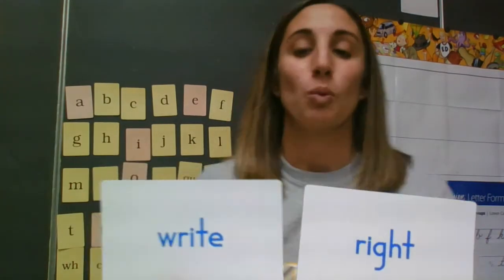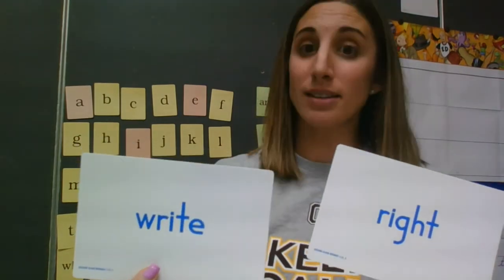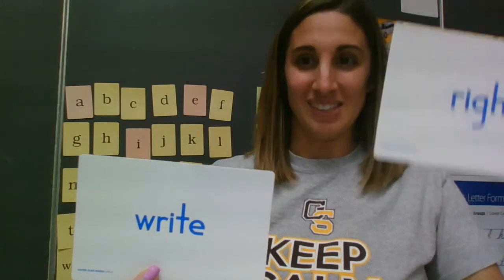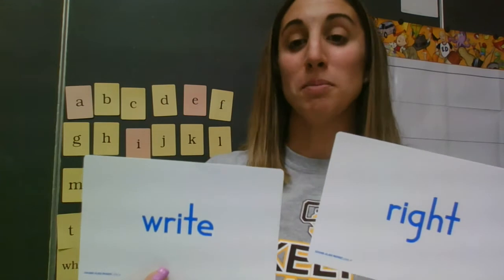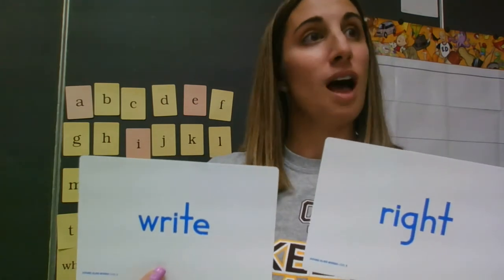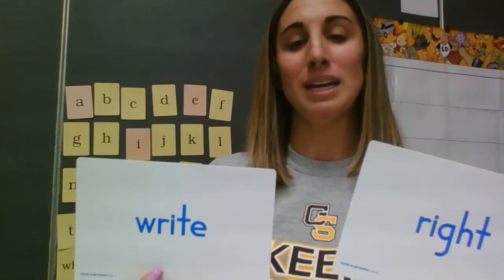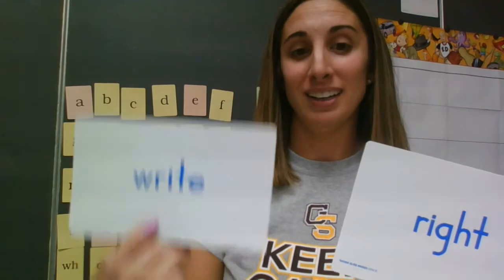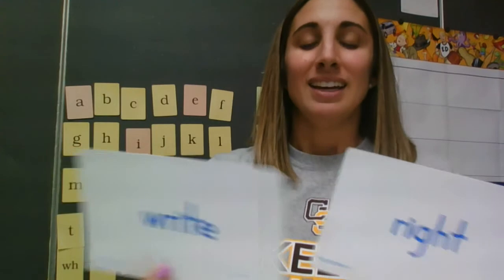Now, which one means that you are correct? This is it. This kind of right. R-I-G-H-T. Which one means the opposite of left or a direction? Right again. And which one means to use pen or pencil to write something on paper? Right, to create words. Very good.